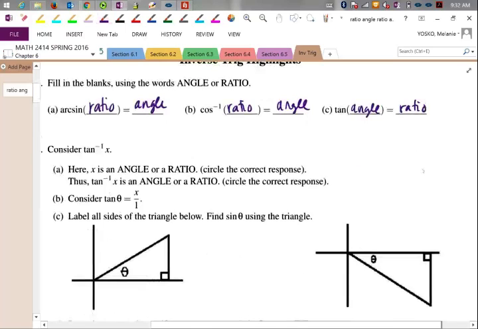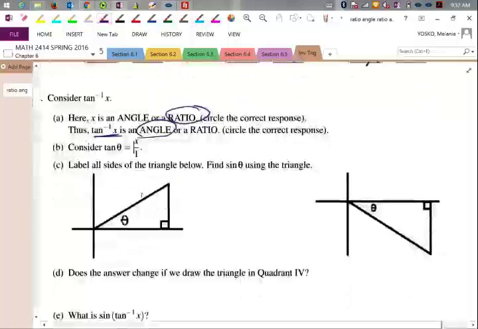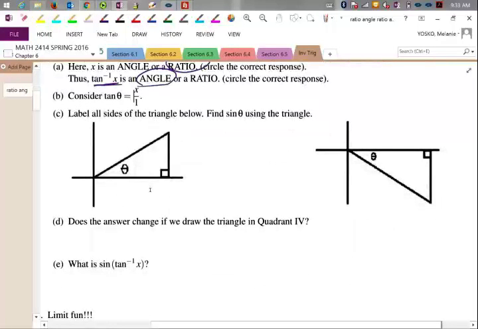So if I have inverse tan of x, is x an angle or a ratio? Ratio. So the output, inverse tan of x, is what? An angle. Okay. So if I look at tangent theta equals x over 1, I could fill this in. So I would put the x here and the 1 here. Check me. Is that right for tangent?